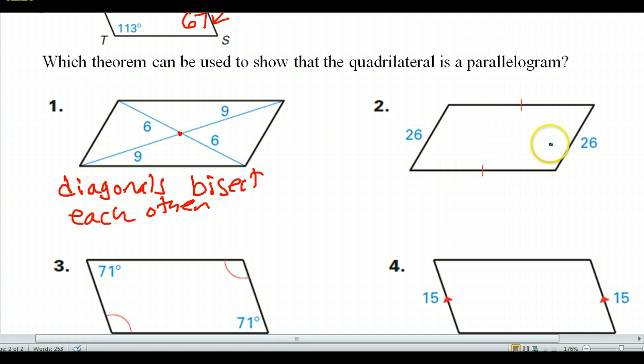Number 2 sort of strikes me as a... No, number 2 is okay. Why do we know that number 2 is a parallelogram? Because opposite sides are congruent. Okay, we have the marks for the top and bottom, and we have the 26s for the sides. Opposite sides are congruent.